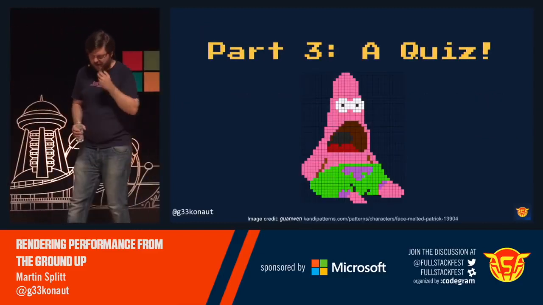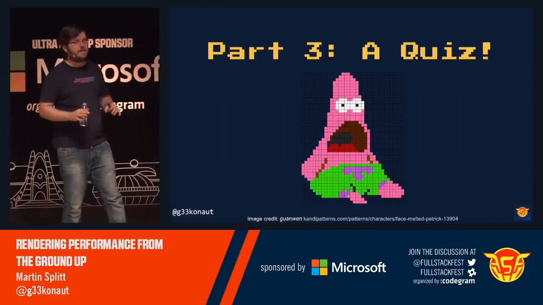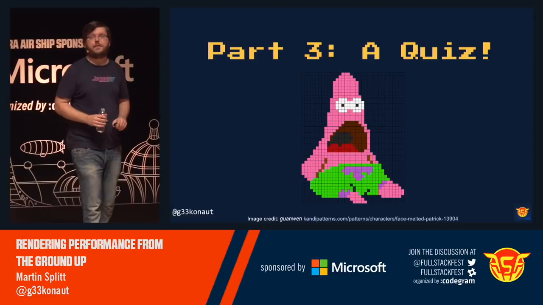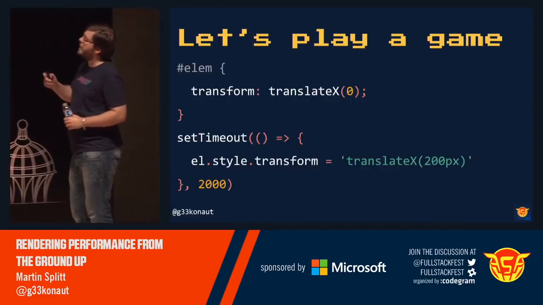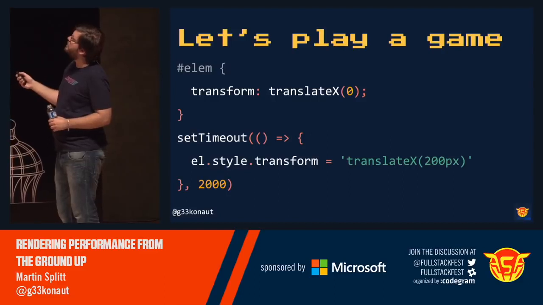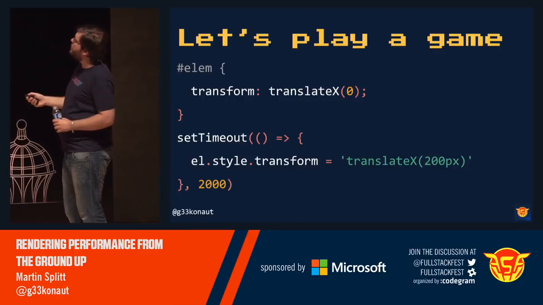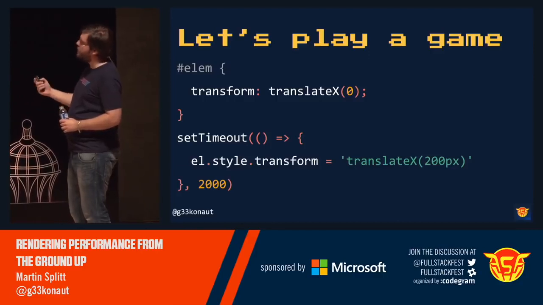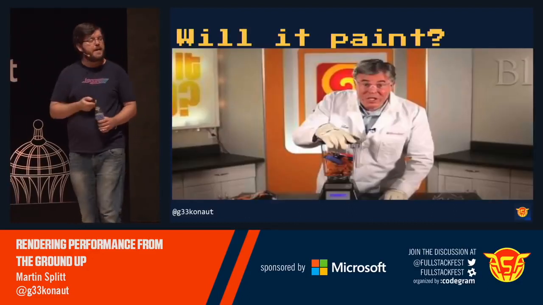All right. Now that you have seen that JavaScript can interact with our rendering process and with the graphics card and shaders and stuff, let's do a little quiz. So here we have a CSS element that is translated nothing, nowhere, on an x-axis. And after 2 seconds, we change it by translating it 200 pixels to the right. Do you think this paints?